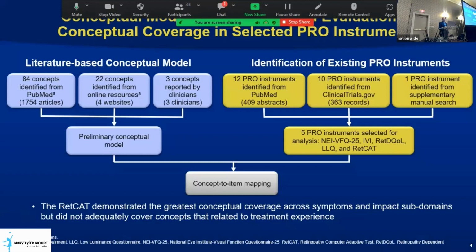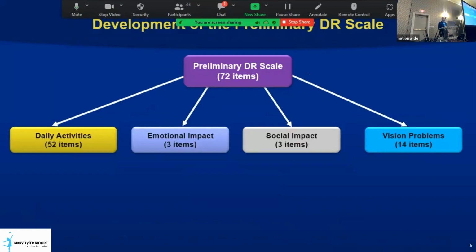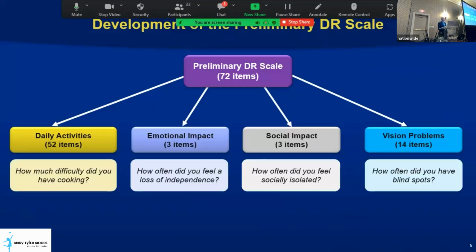So we mapped these against our preliminary conceptual model and when we did that, the RETCAT demonstrated the greatest conceptual coverage across symptoms and impacts in subdomains, but did not adequately cover concepts related to the treatment experience. So this informed the development of our preliminary diabetic retinopathy scale, which included 4 domains, including daily activities, emotional impacts, social impacts, and vision problems. Examples of these are presented below.